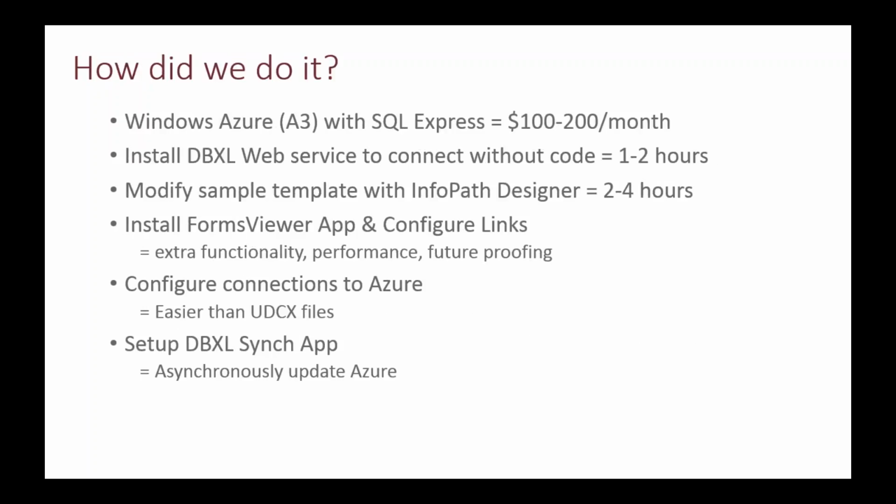How did we do it? Well, this is a general guideline of what it takes to do that demo. You can install Windows Azure. I recommend A3 or above, with SQL Express. That's going to cost you around $200 a month for the Windows Azure service. You can go with A1 or A2, which is a smaller virtual machine, and it's going to cost less. I think A2 is about $100. A1 is even cheaper than that, about $50, $60.